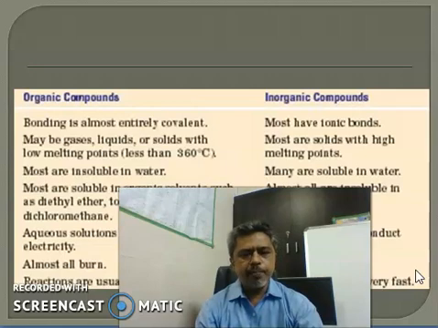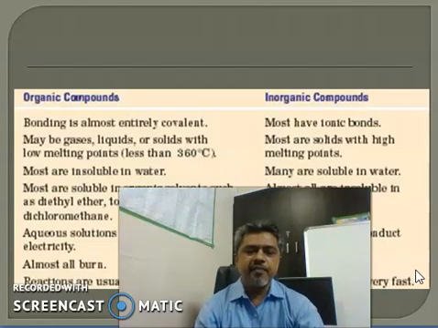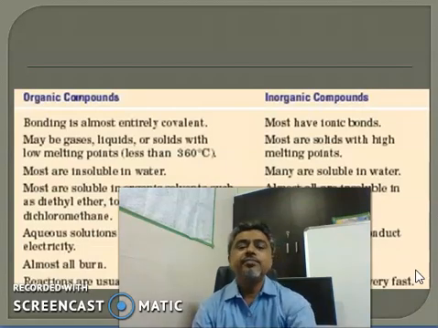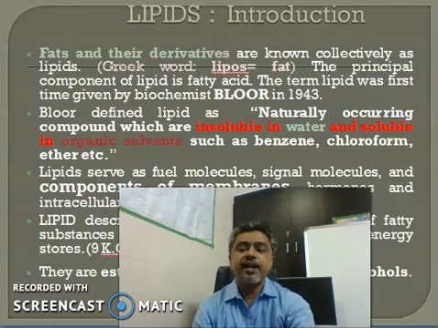Organic compounds may be gaseous, liquid or solid, with low melting points or higher melting points. That is for inorganic compounds. So this is all about bonds; very few covalent bonds are found in inorganic compounds, and reactions are usually slow in organic ones, while reactions go very fast in inorganic ones. This is all about organic and inorganic. You can read about that.